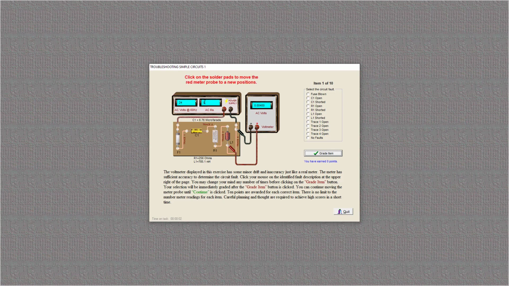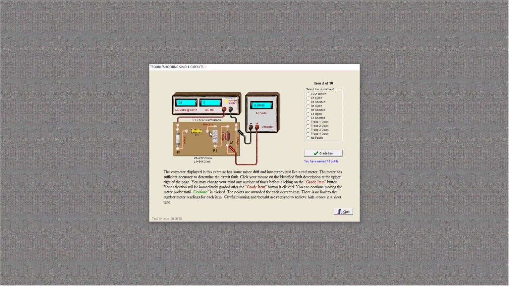Okay, zero current means that we have an open. So let's divide and conquer. 24. Okay. And let's go down here. We got 24. And here we have 24. And here we have ground. So that means probably our L1, which L's are inductors, is open.